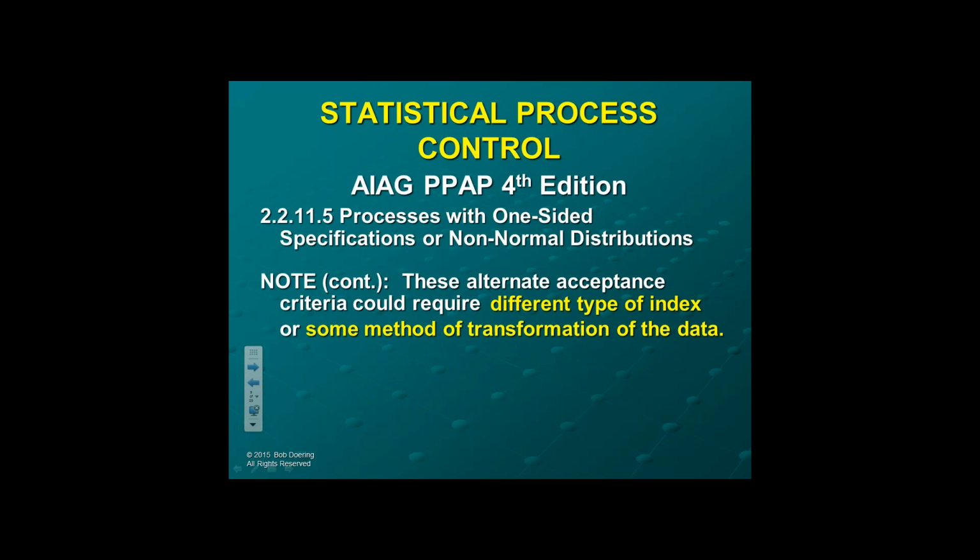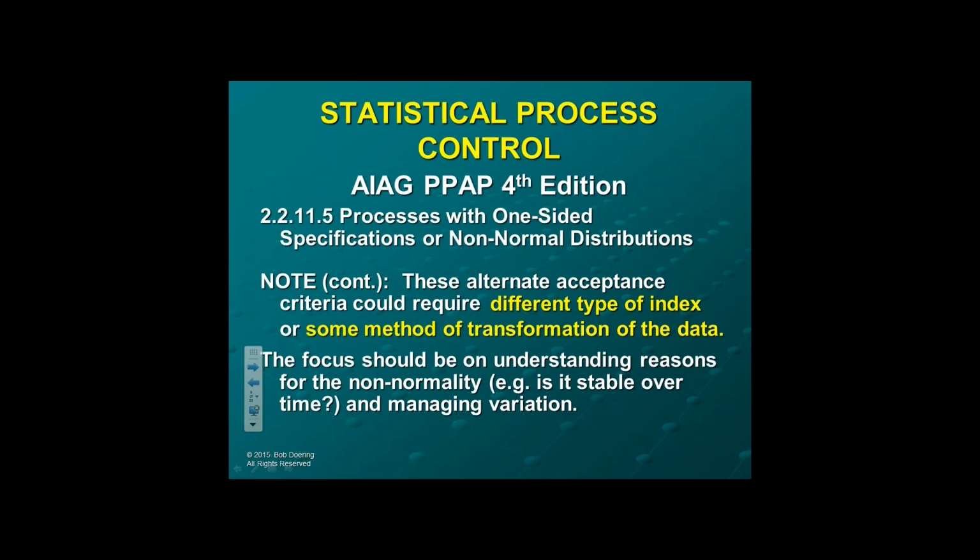transformation of the data. Well, transformation of the data is handy, especially for those people I like to refer to as normal centrics. Those are the people who really only understand statistics if they're in the form of a normal distribution. But that's not normally or typically a good idea. The focus should be on understanding reasons for the non-normality, which we will do today. For example, is it stable over time? And how to manage the variation, which we'll also do today.